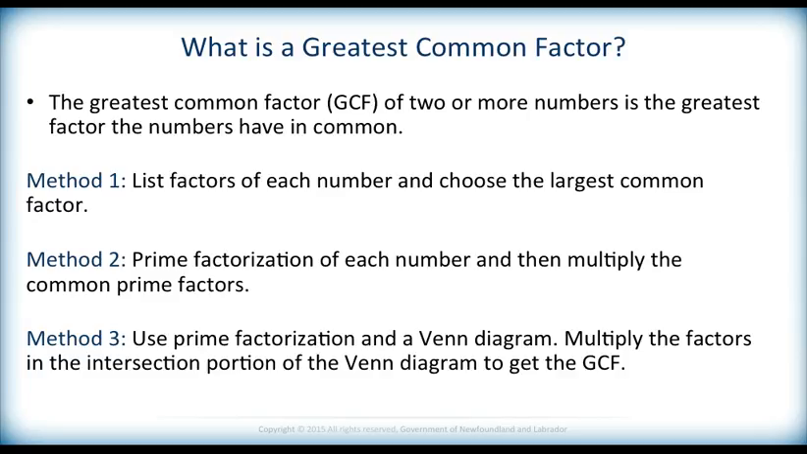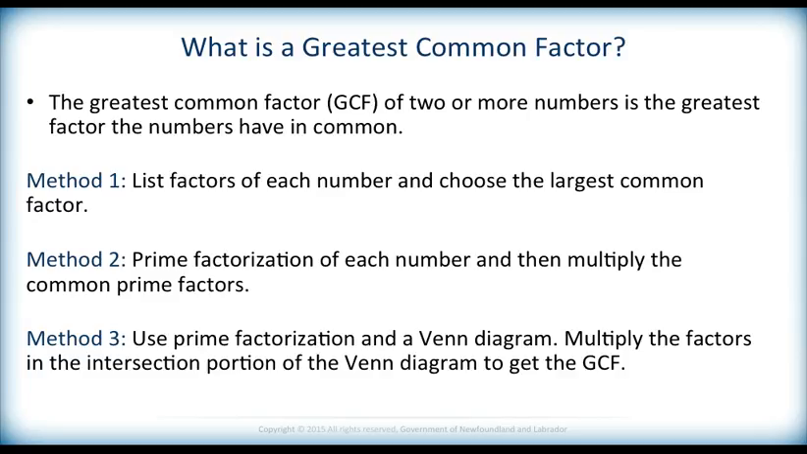First, what is the greatest common factor? The greatest common factor, known as the GCF, of two or more numbers is the greatest factor the numbers have in common. There are three methods that can be used to help find the greatest common factor.